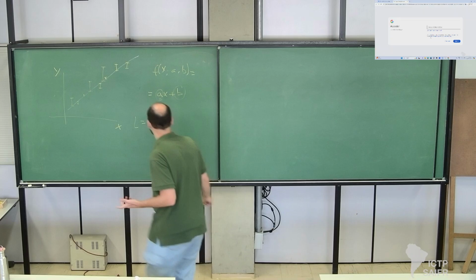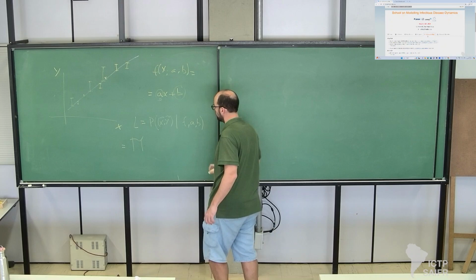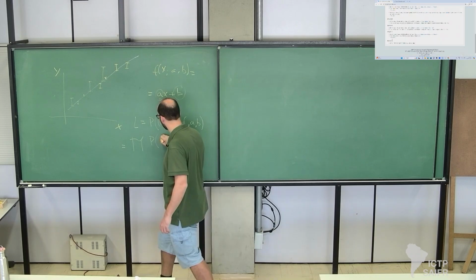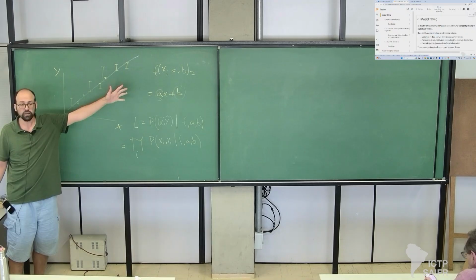given some values of the function f, a, and b. This is the product, with this notation here, of the probabilities of each point. This is the probability of x_i, y_i given f, a, and b, for each of the points. So the total probability is the probability of observing this point times the probability of observing this point, and then this point, and so on and so forth.